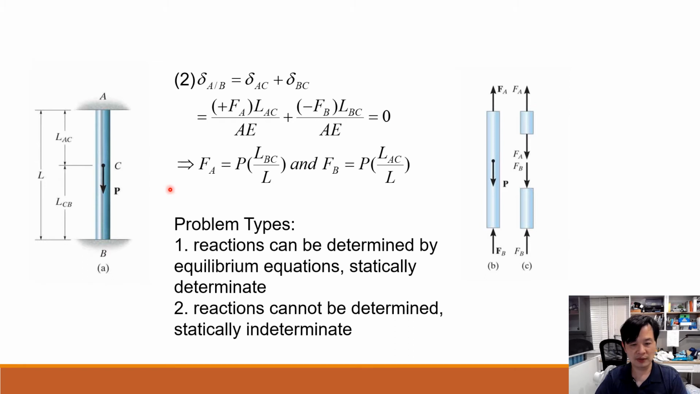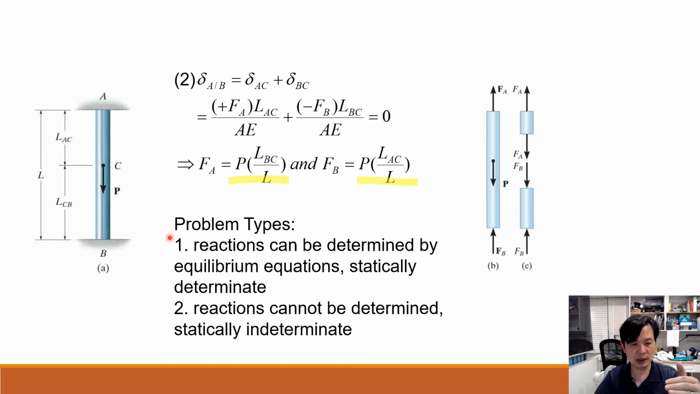Finally, we derive the result based on equations 1 and 2. The first one is the force balance equation. The second one is derived from delta A over B equal to 0. Once we solve the unknowns FA and FB, we get these two results. Okay, and you can see the final result of FA and FB.